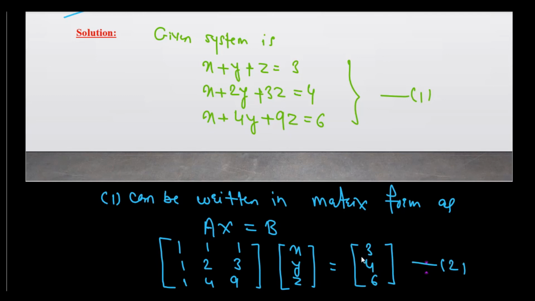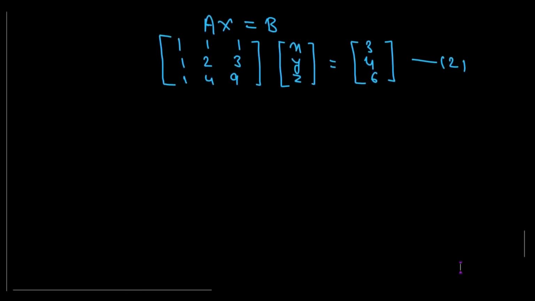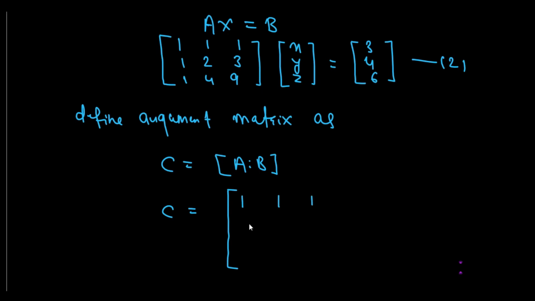Okay. Now to evaluate the problem, we have to define the augmented matrix C, which is the combination of A and B. So define the augmented matrix; let's denote this matrix by C, and it is nothing but A combined with B. The value of C is: first I write down the values of matrix A, 1, 1, 1, 1, 2, 3, 1, 4, 9, and just add one column for matrix B, 3, 4, 6.